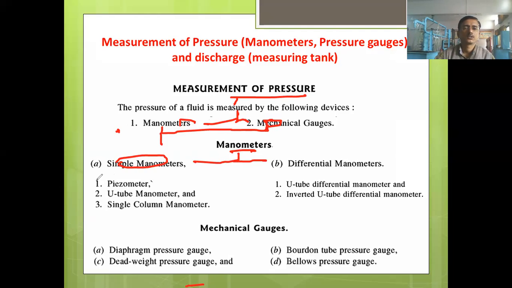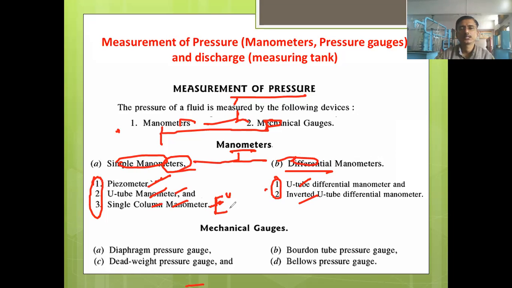So these two types you have to tell. In simple manometers, you have to tell the different types, and in differential manometers you have to tell the two different types. In simple manometers, you have learned the piezometer, U-tube manometer, and single column manometer. In differential manometers, you have learned the U-tube differential manometer and inverted tube manometer. Already we have discussed the difference between simple and differential manometers, and between the piezometer, simple U-tube manometer and single column manometer. In single column manometer, we learned two types: the vertical single column manometer and the inclined single column manometer, right? Again, we have learned the difference between the U-tube differential manometer and inverted tube differential manometer.